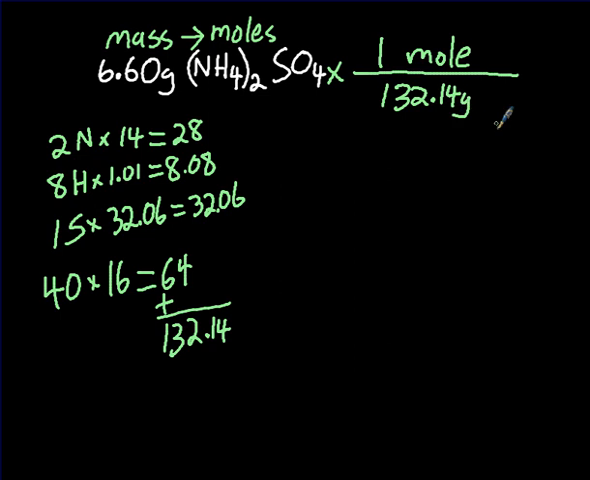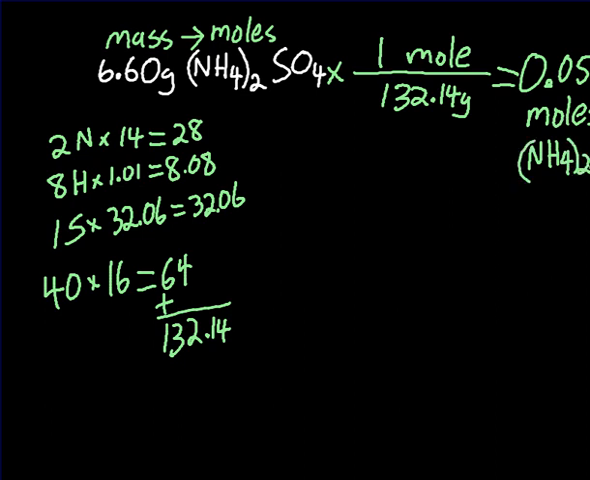Okay. So now you just work out the equation, and you'll get it. So 6.60 divided by 132.14, and this comes out to, rounding, it's actually 0.0499. I'll just put 0.05 moles of (NH4)2SO4. There we go.